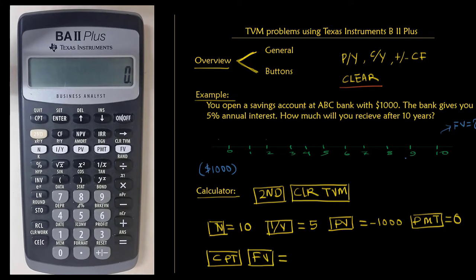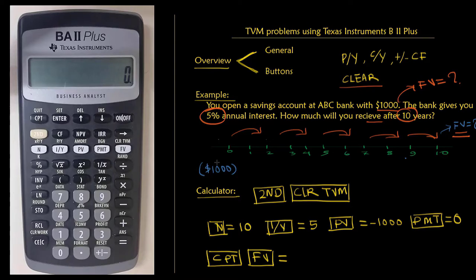Alright, you open a savings account at some bank and you start with $1,000, and the stated annual interest rate is 5%. How much will you get after 10 years? So basically the question asks you to calculate the future value of your investment. Now the cash flow timeline is like this. At time t equal to 0, you have a cash outflow of $1,000, and then you wait for 10 years and you receive the future value of your investment.